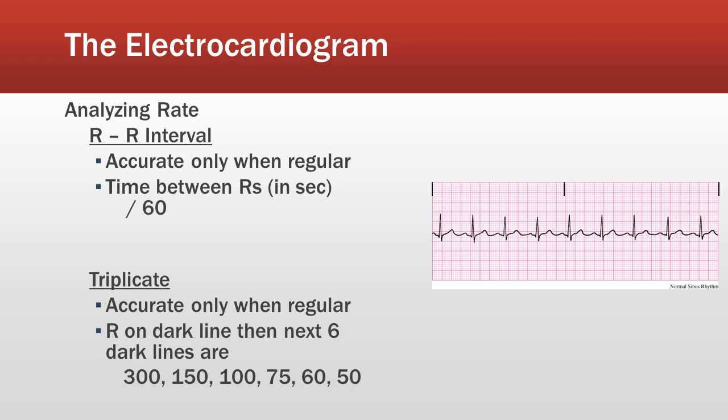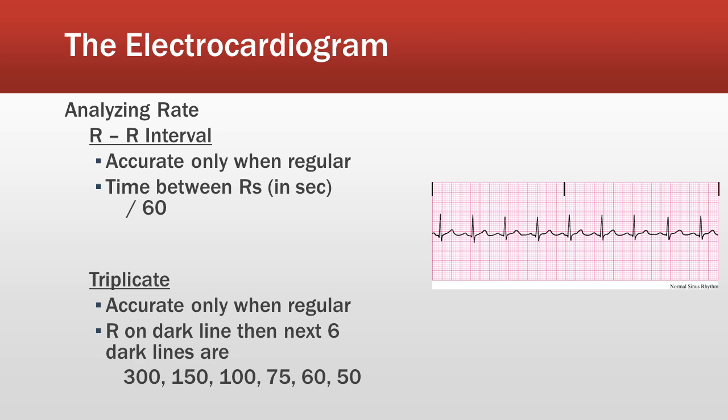With the R to R interval, you're going to start at one R and count the little boxes to determine the time in seconds. Then you're going to divide that time by 60, and it'll give you the rate. So the time interval in seconds between the R's divided by 60 will give you the rate. And we'll practice those in lab.